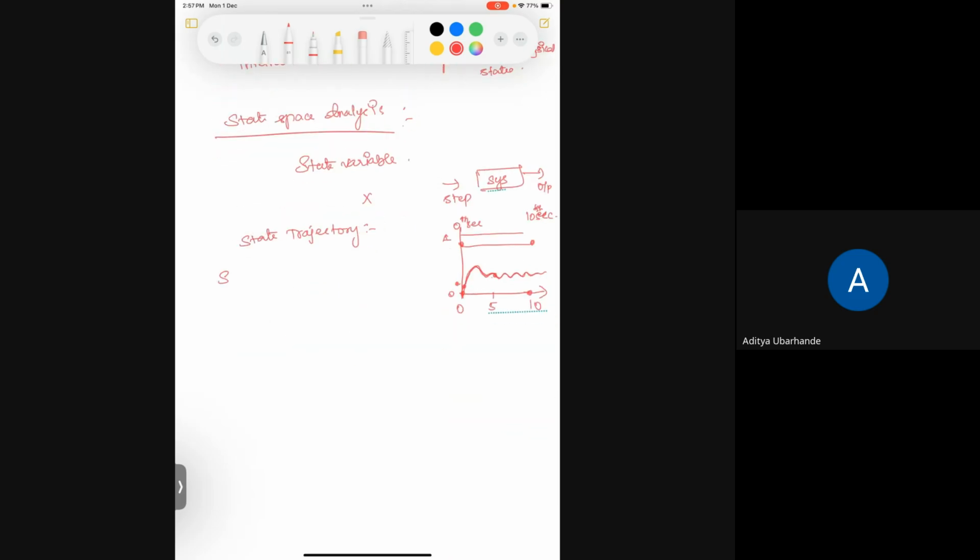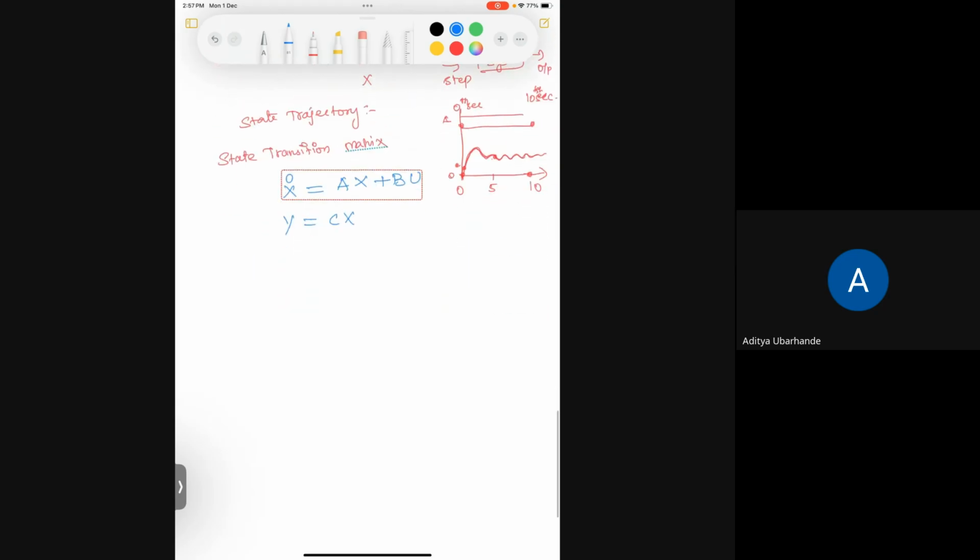Then the state transition matrix. Generally, your state space will be represented using these two equations. We have different names for the different variables represented here, where x is the state variable that tells where the state is at any particular interval of time you are considering, and y is the output.